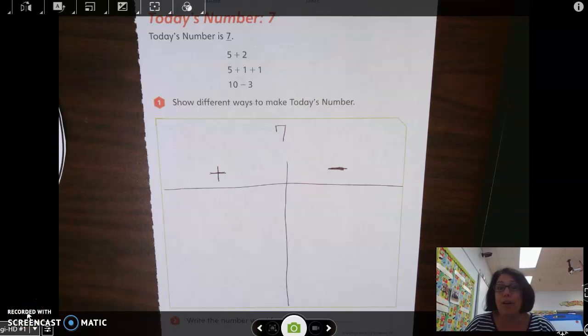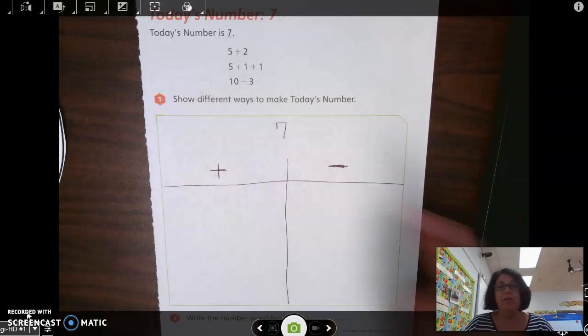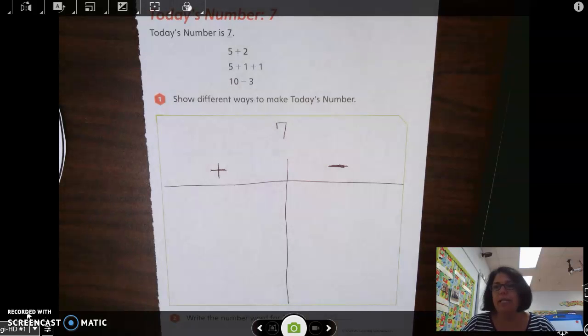Okay, I hope that you got your math book, and if you will please open your math book up to page 27. And on page 27, you're going to see the page that I have here on the screen. Today's number is 7. Today's number is 7.